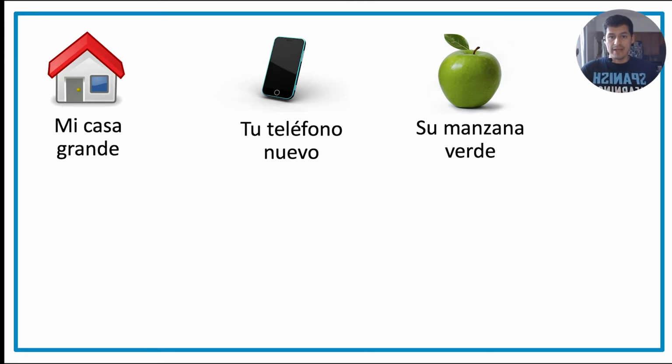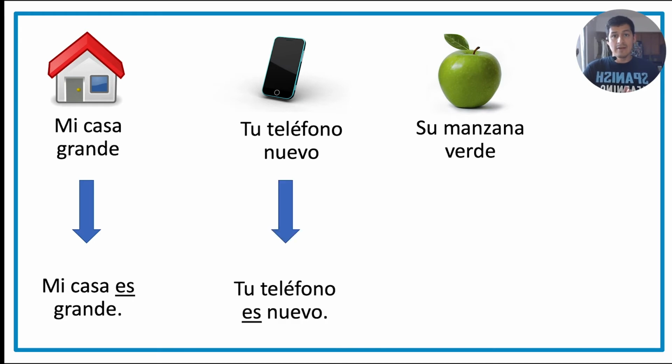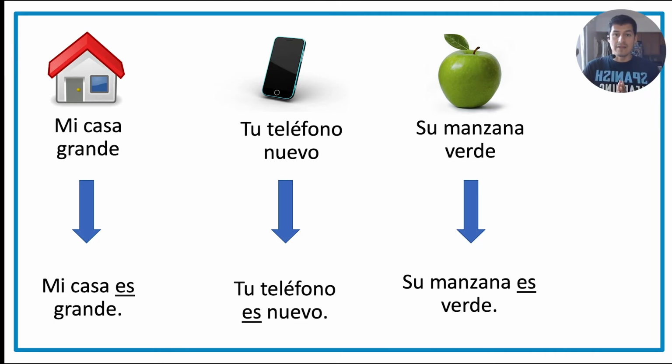Now, we will turn the phrase mi casa grande into a sentence. Mi casa es grande. We have inserted a verb, es, between the possessive and the noun, mi casa, and the adjective, grande. Using this example, we can create many different sentences with various possessives, nouns, and adjectives. Mi casa es grande. Tu teléfono es nuevo. Su manzana es verde.